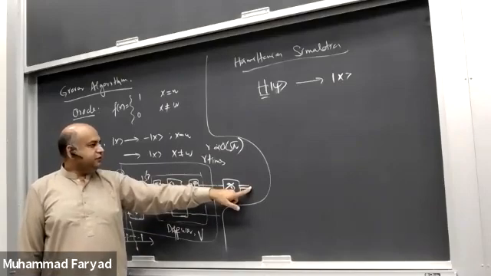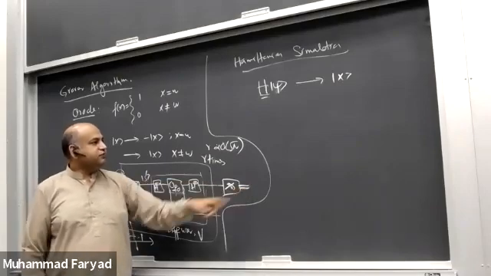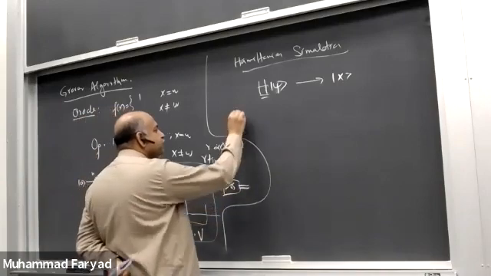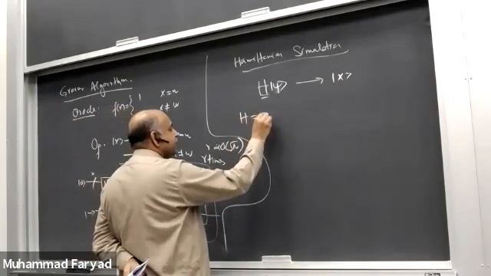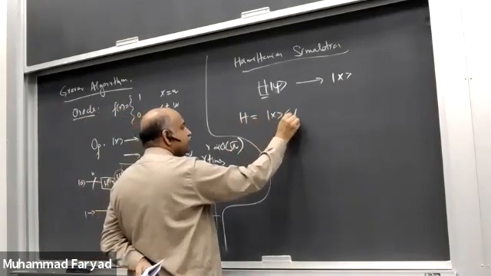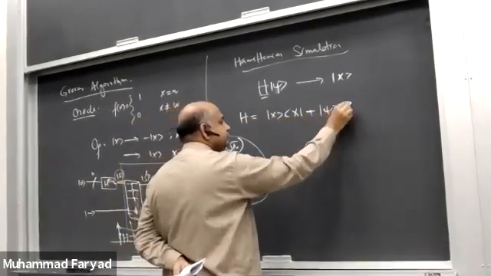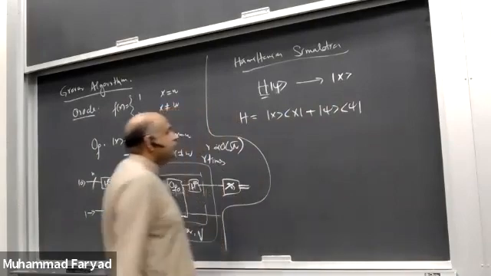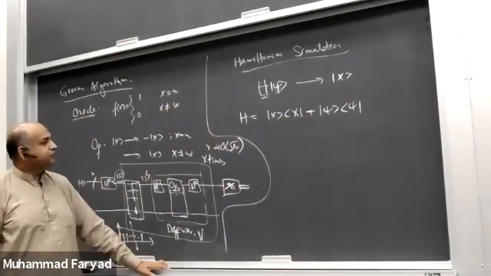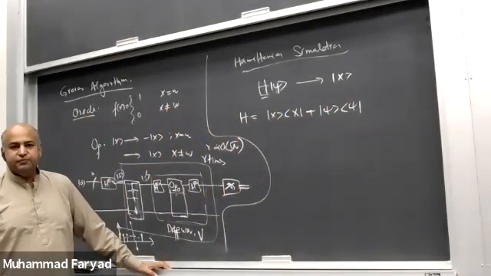And there can be a couple of possible choices, but one choice that we are going to work with is this: that if we have a Hamiltonian of this type, we will see that this will amplify the X.